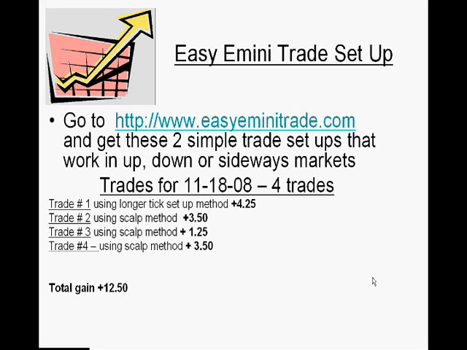So today I took 4 trades and I had a total gain of 12 and a half. And obviously, if you would have taken that fifth trade that I pointed out, you would have had an additional gain of 5 3/4.